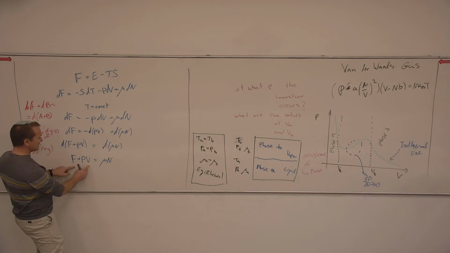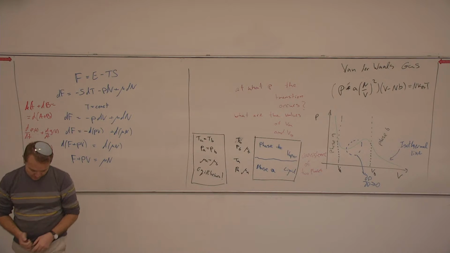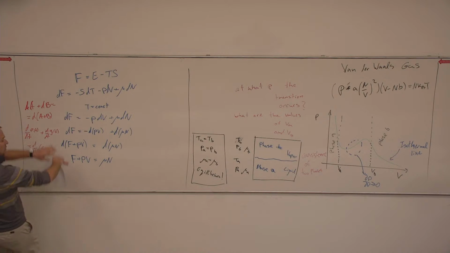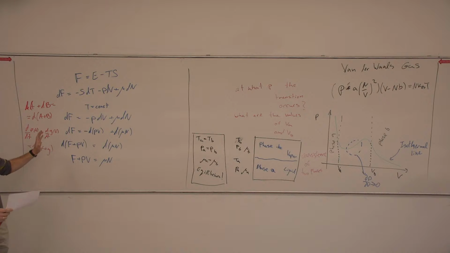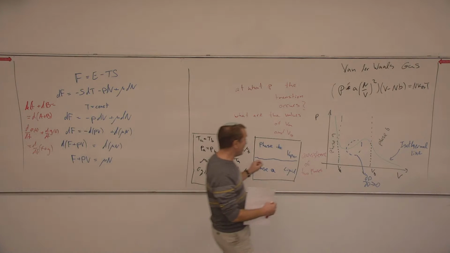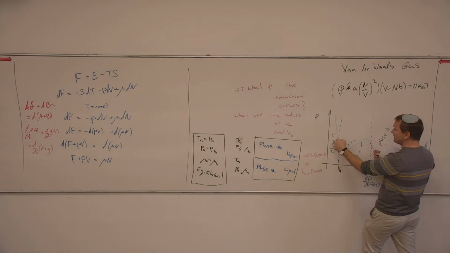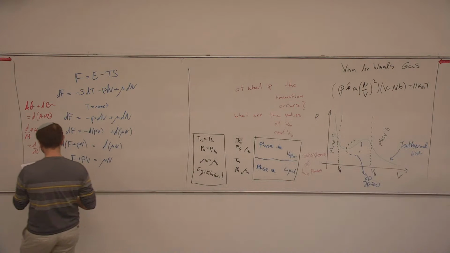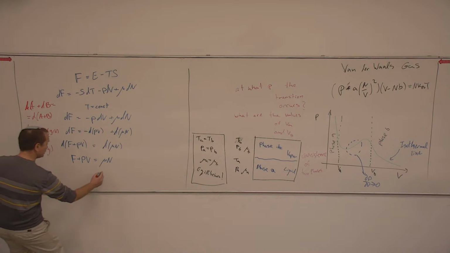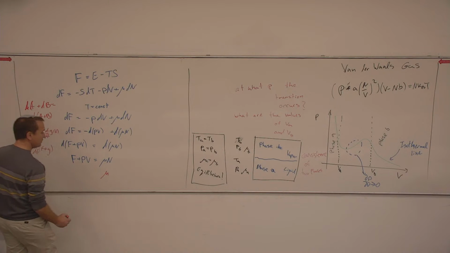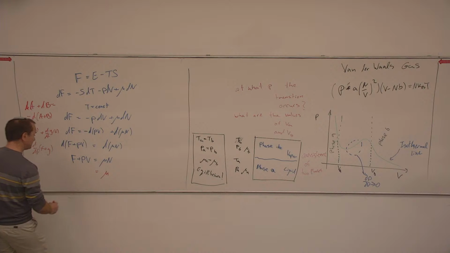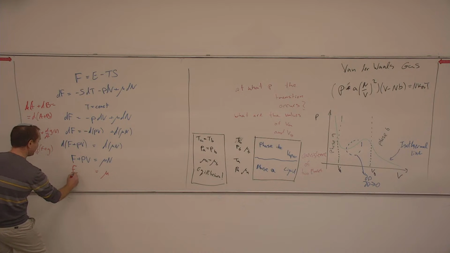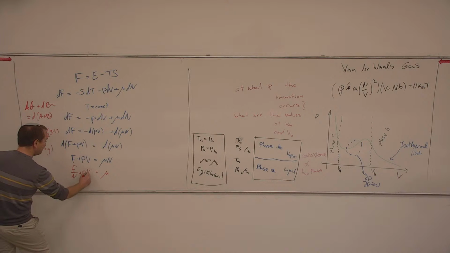So we have F plus PV equals mu N. Now, it's not everywhere. It's just the transition from phase A to phase B. Okay? So what we're having, first of all, let's write it down. So mu equals F divided by N plus P multiplied by V divided by N.